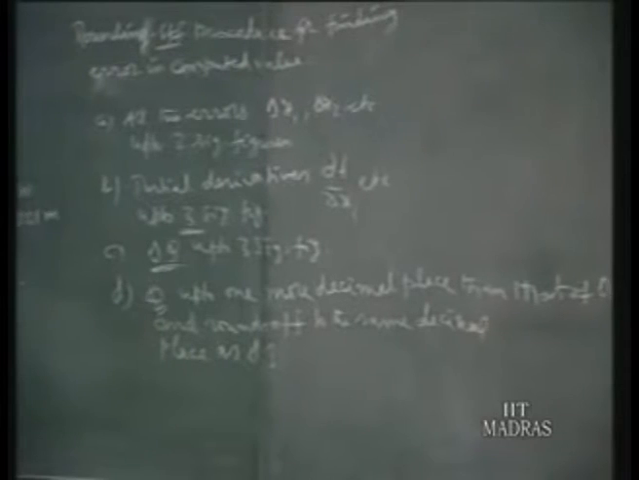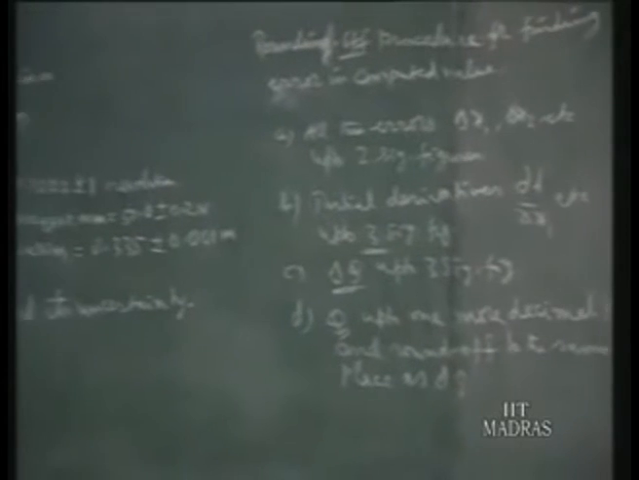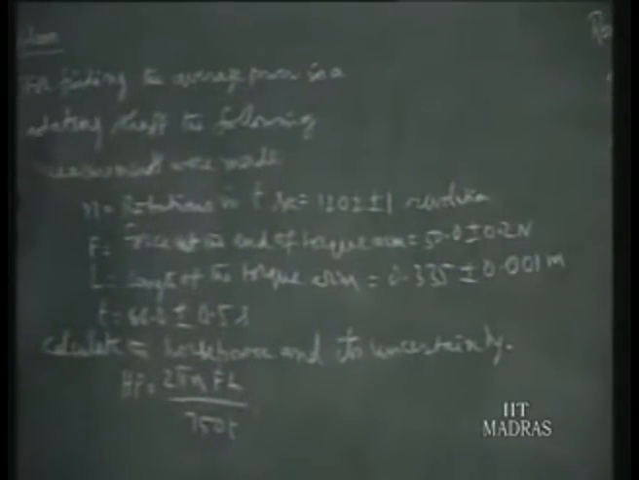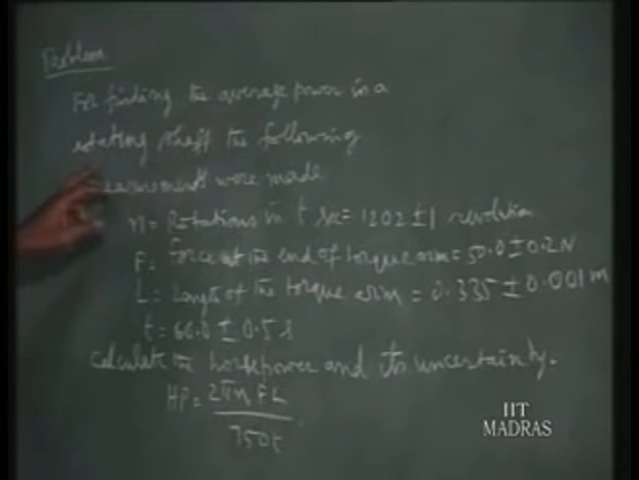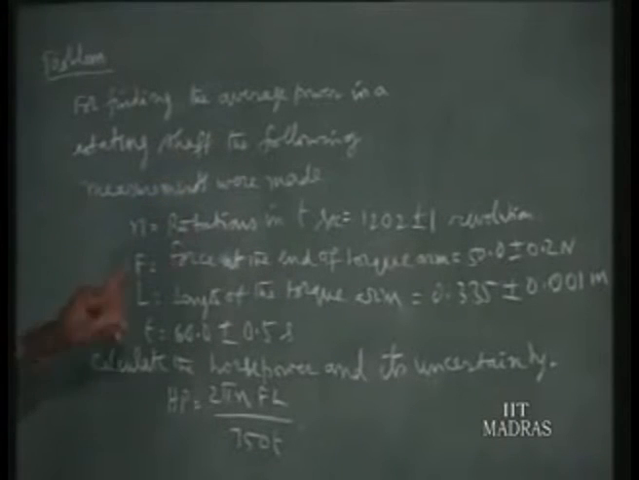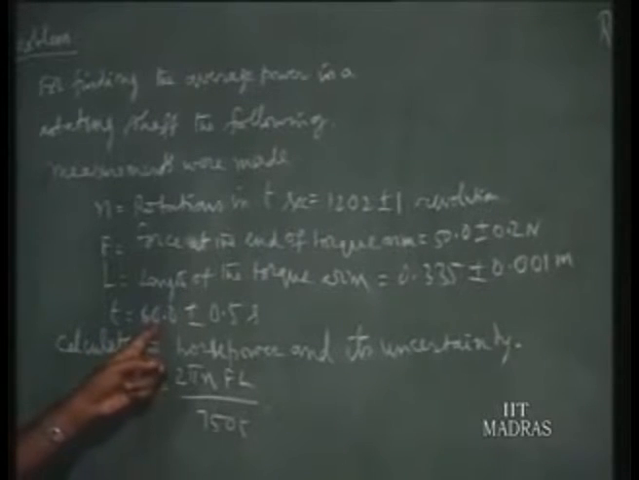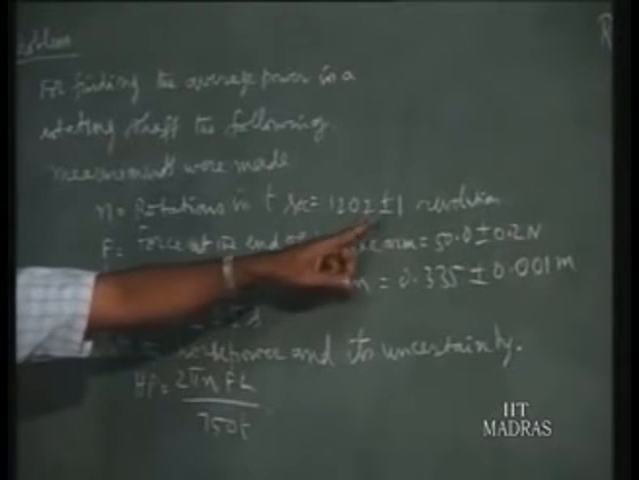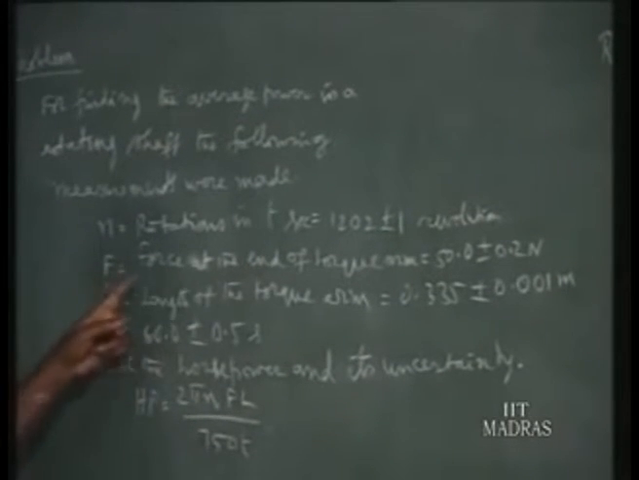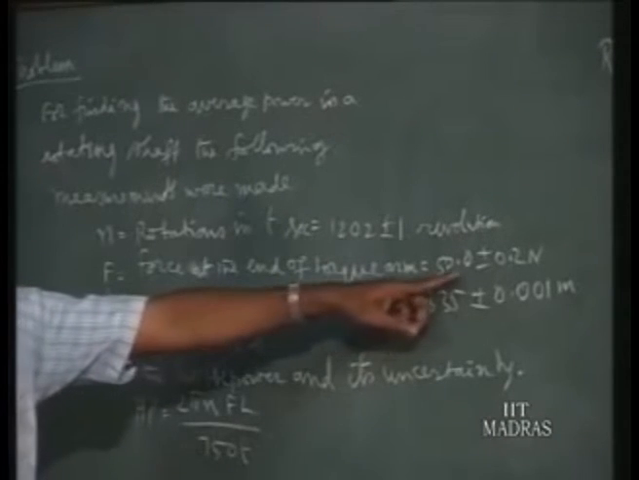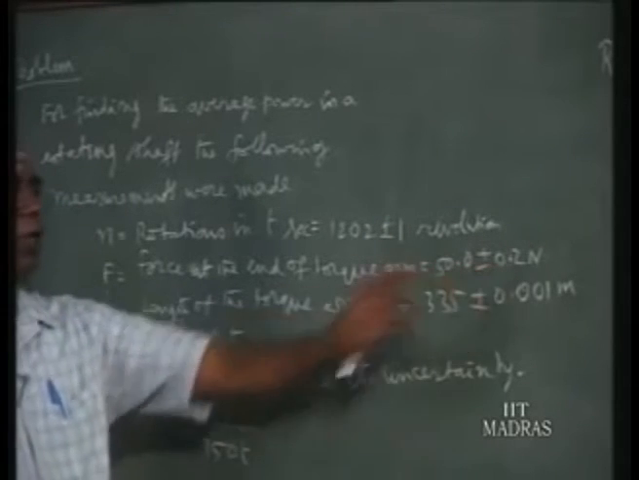So, noting down all these steps, now we will compute the computed value and the error in the computed value for the given problem. The problem reads like this: for finding the average power in a rotating shaft, the following measurements were made. The rotations in t seconds, that is t about 60 seconds, is measured as 1102 plus or minus 1 revolution. The error of that instrument is plus or minus 1 revolution. Similarly, force at the end of the torque arm is 50.0 Newton, because we can read the first decimal also, and that error is plus or minus 0.2 Newton.